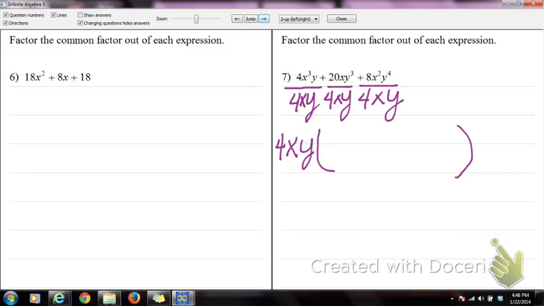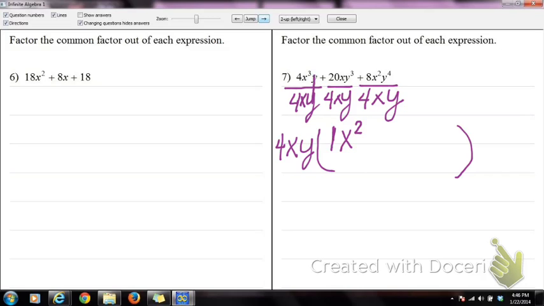4x to the third y divided by 4xy. Well, 4 divided by 4 is 1, so it goes on the top, or 1 over 1. Where are there more x's? On the top. So we can just write x2. We don't need the basement anymore of our fraction house. Our y's can cancel, so we don't need to worry about those.